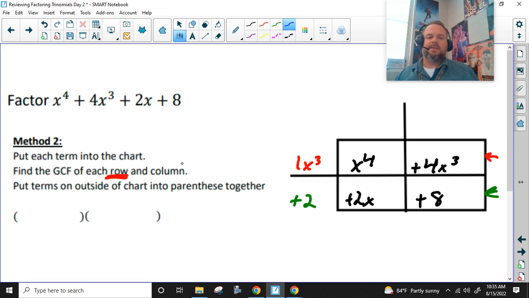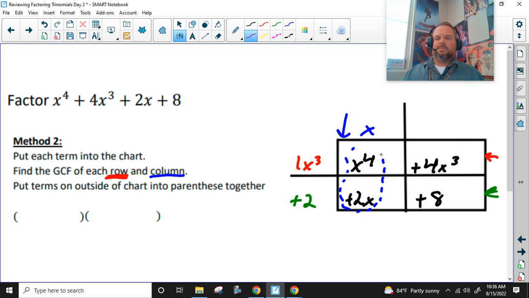All right. Now I look at the columns. That's the up and down. So I'm looking right here. This stuff. Well, the GCF right here looks to be an x. And I'm looking right here. This is a plus 4. So guess what? That's it. You put the rows together and the columns together.